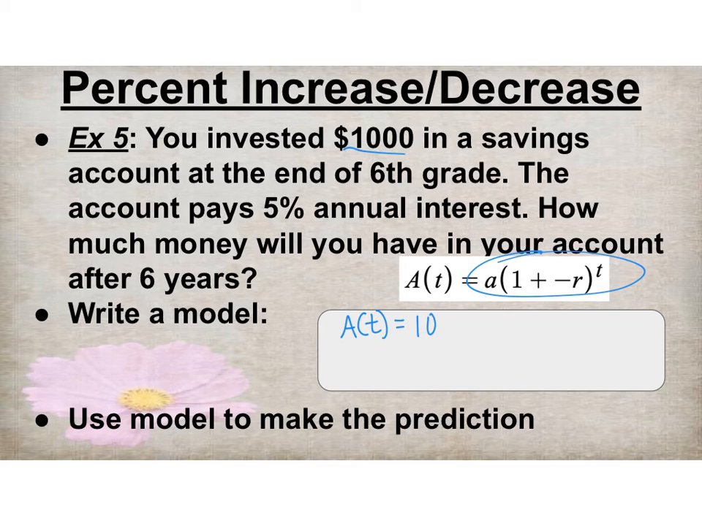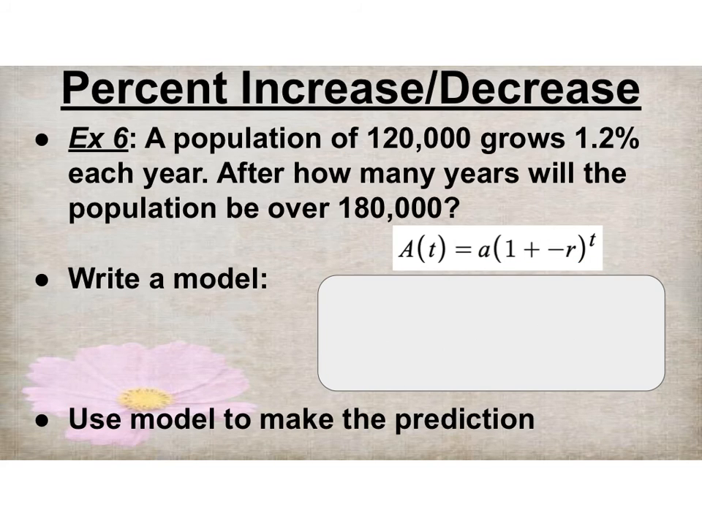So I have 1,000, 1 plus, because it's increasing, 0.05. I changed my rate to a decimal, and then I'm putting it in for 6 years. If you have everything on the right-hand side, you can just pick up your calculator, and after 6 years, you will have $1,340. You want to make sure that makes sense. You put $1,000 in, and in 6 years you could have about $1,300. So that one is finished.